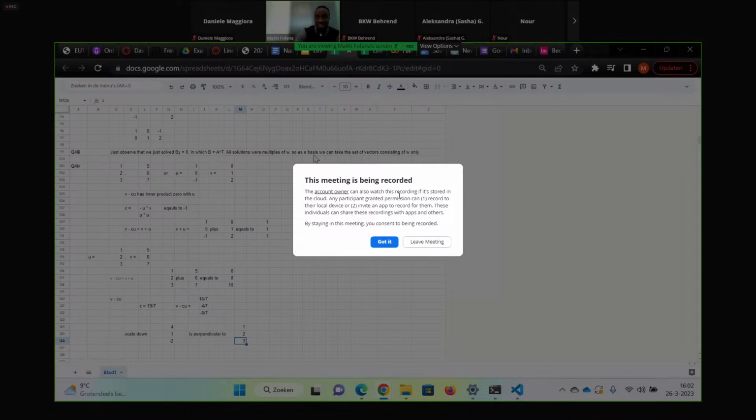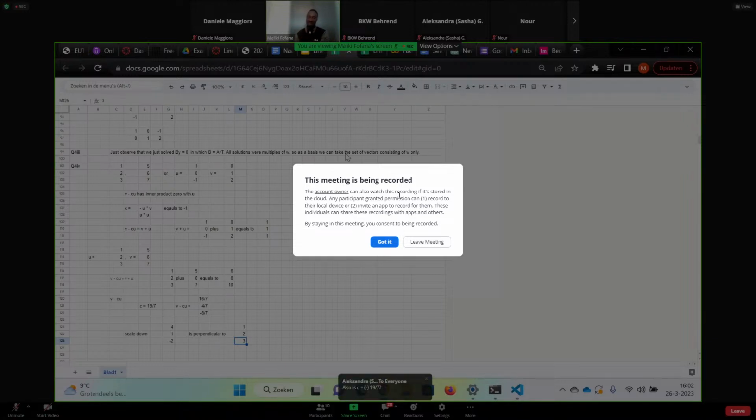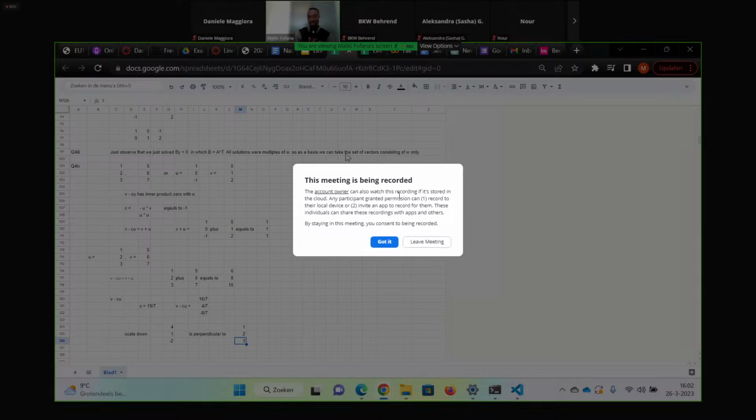As you can see here, I said that if we take all multiples of a w, so as a basis, we can take the set of vectors. It's not necessarily that the basis is the set of vectors, but we can take the basis as a set. So make sure you don't interchange those ways of thinking about it. You take something as a set of something, but it doesn't mean that the basis is the set. Yeah, but the basis of a set spans the space, right? Yes, so it spans it.